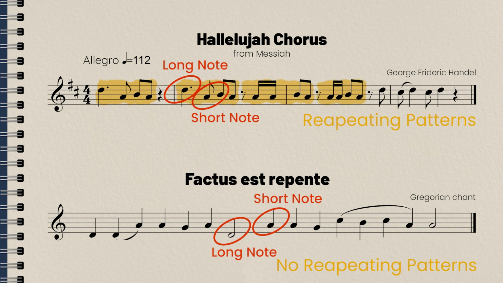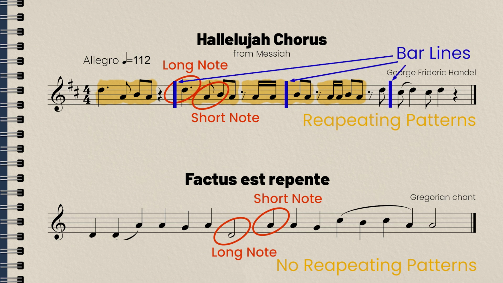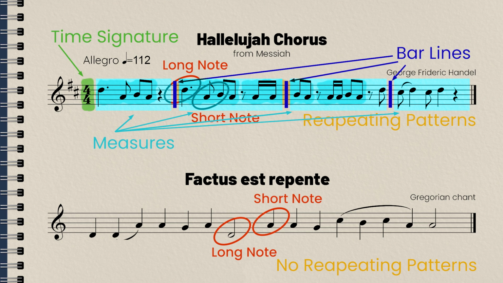In Hallelujah, vertical lines called bar lines divide the music into equal sections called measures. Also, at the beginning, we see two numbers stacked on top of each other, called a time signature. On the other hand, the Gregorian chant has no time signatures, bar lines, or measures.